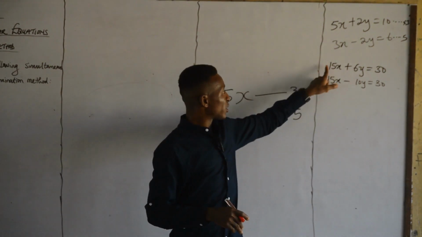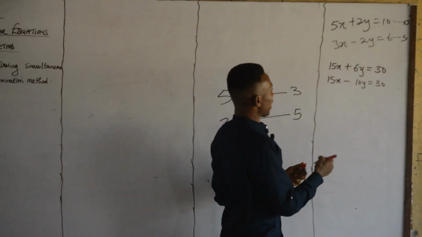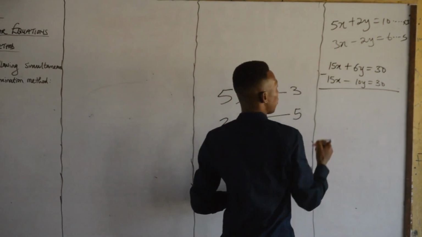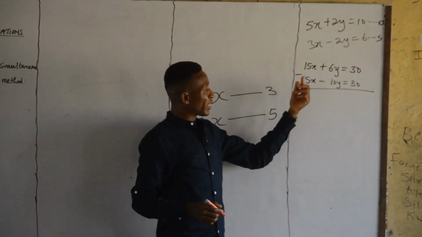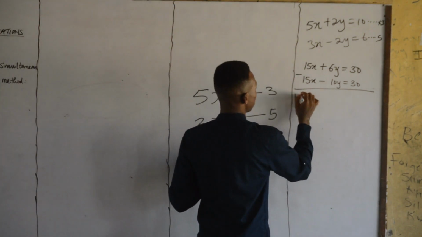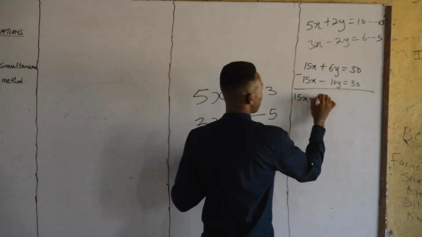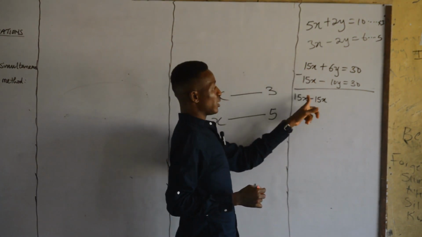Here we have plus and plus. Obviously the signs are the same, so we subtract. So that means I'm going to be subtracting here. And when you are subtracting, for the sake of explanation, I'm going to write it out so that you can see clearly the way we are subtracting it. So this one here is 15x minus 15x. That's equation 1 minus equation 2.